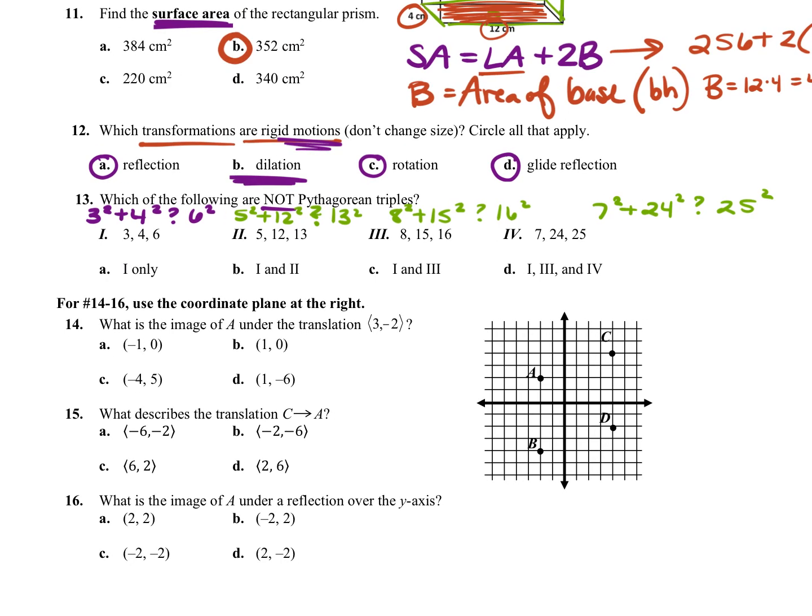I think it's C. Which are not Pythagorean triples. It is C. Because this one, 5 squared plus 12 squared equals 13 squared. This one's equal, so that is a triple. 7, 24, 25. 7 squared plus 24 squared is 625. 25 squared is 625. So that is a Pythagorean triple. But this one is not, and this one is not. So 1 and 3 are not triples.